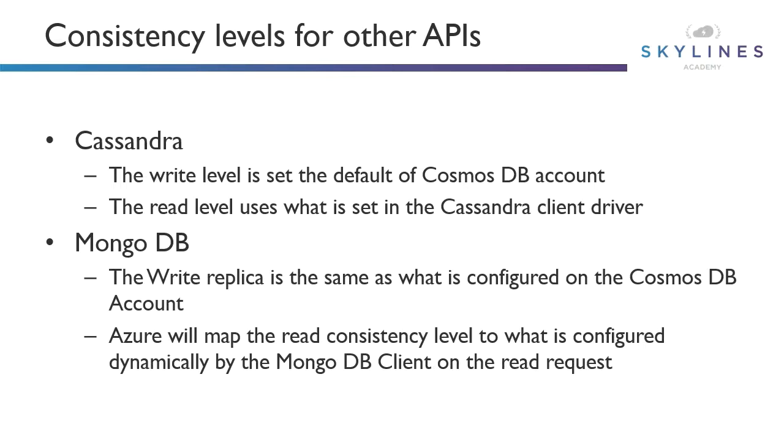Since MongoDB doesn't offer precisely defined consistency levels, it considers the write replica as the primary and the others as read replicas. With this in mind, when you define which region is your primary region in Azure, this will be considered your write replica. All other instances will be considered read replicas. Azure will map the read consistency level to what is configured dynamically by the MongoDB client for the read request.